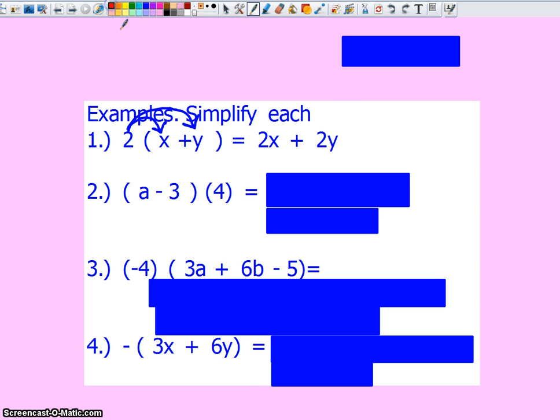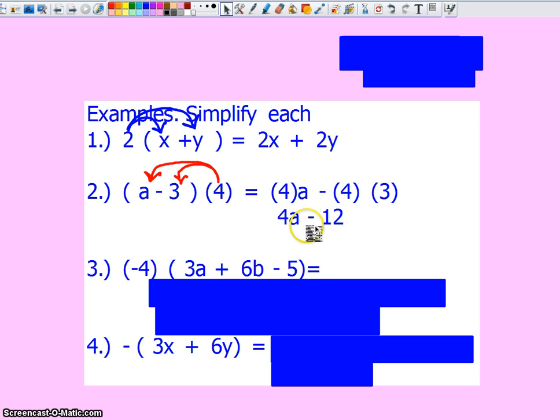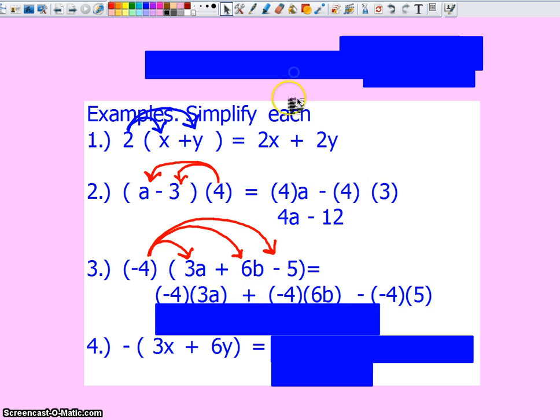If you have a minus 3 times 4, this is one where they did it backwards. You're going to take 4 times a minus 4 times 3. So you've got 4 times a minus 4 times 3, which gives you 4a minus 12. If they have 3 terms in the parentheses, it still works the same way. You take your negative 4 times 3a, negative 4 times 6b, and negative 4 times negative 5. You do need to be careful with your signs here, okay?